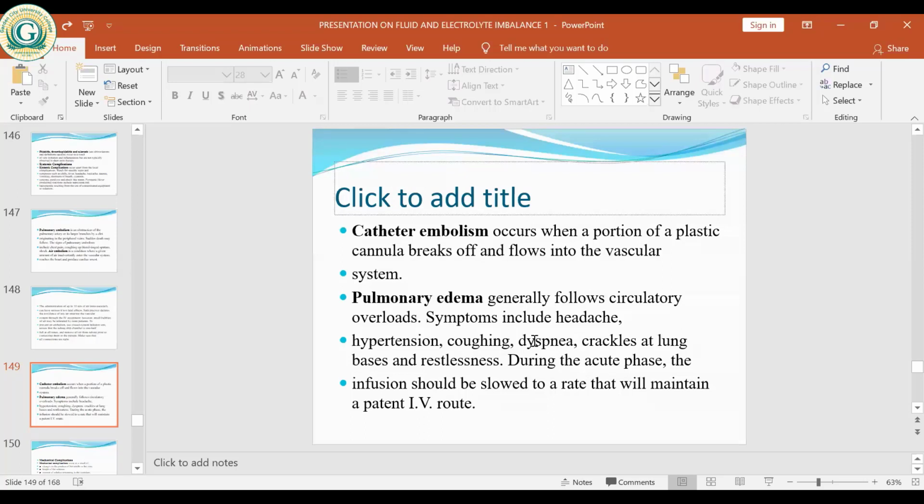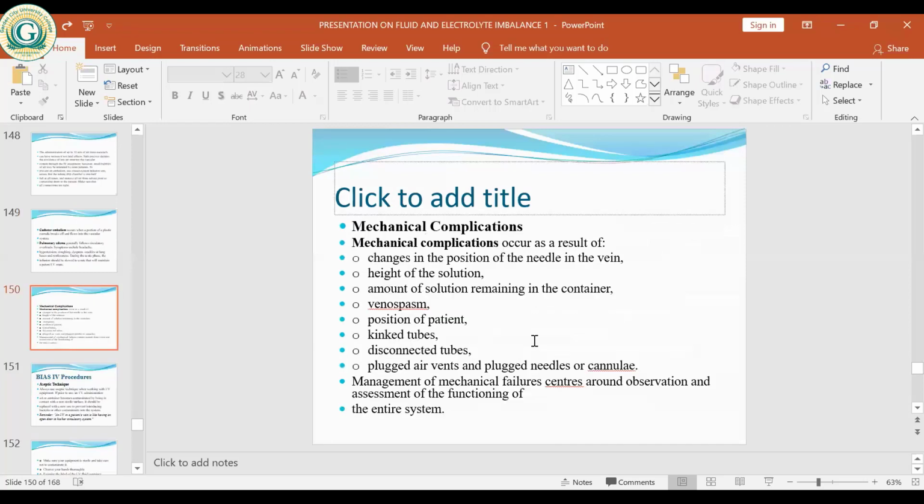During the acute phase, the infusion should be slowed to a rate that will maintain the patient's IV. We have mechanical complications. Mechanical complications occur as a result of a change in the position of the needle in the vein. The height of the solution can change. The amount of solution remaining in the container when it's getting finished can affect the flow rate, and can also cause venous spasms. The position of the patient and kinked tubes are all mechanical complications.